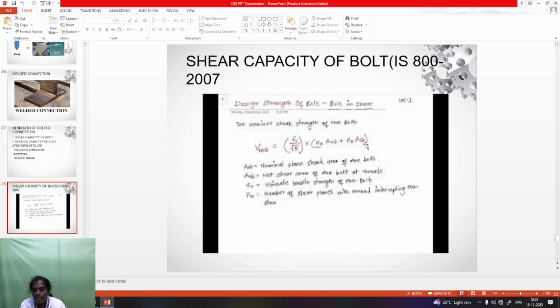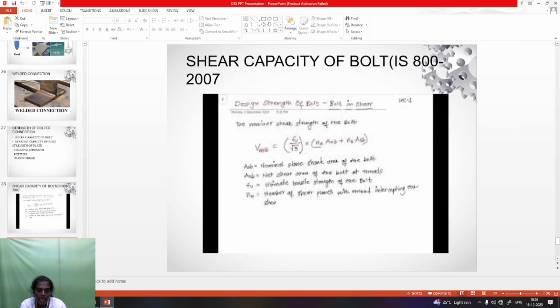Next, Asb is the 0.78. How do we take 0.78? The whole area is 100, minus the hole area 22. 100 minus 22 is 78%. So 0.78 times 5 by 4 d square is to be taken for this purpose. So these are the shear capacity of bolt considerations.